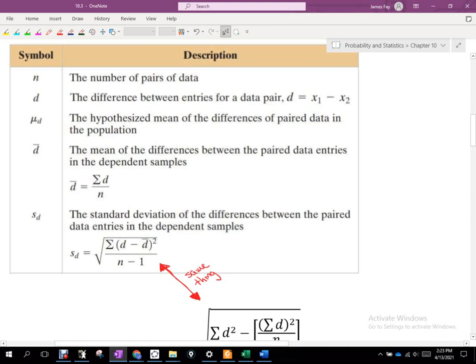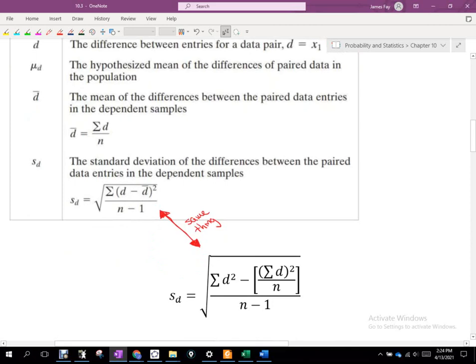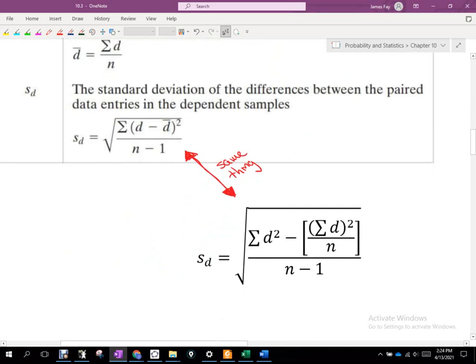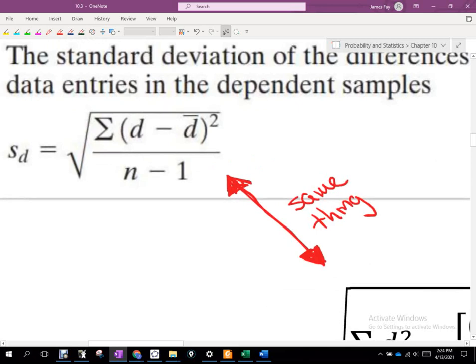D bar, we already talked about that, that's the mean of these differences. And then our standard deviation, which is S sub D, the standard deviation of the differences between the paired data entries, is this. And this is the exact same thing that we've talked about back in chapter 1 with standard deviation. We had a formula, this was X, and this was X bar, okay? But now X is just the difference between your paired data, and this is the average of those differences, okay? So you can use this formula.